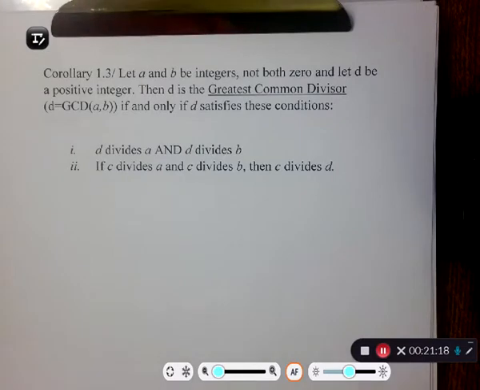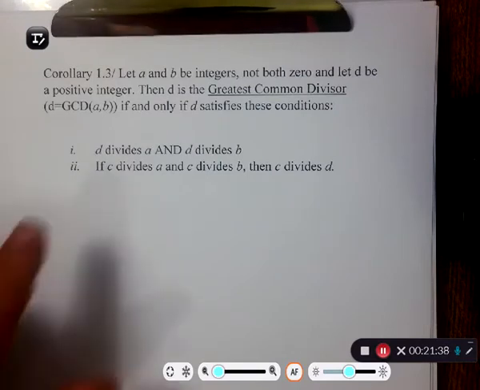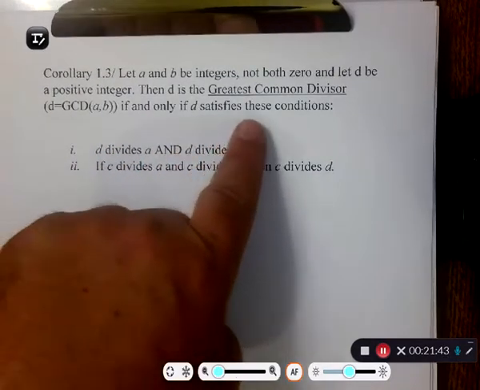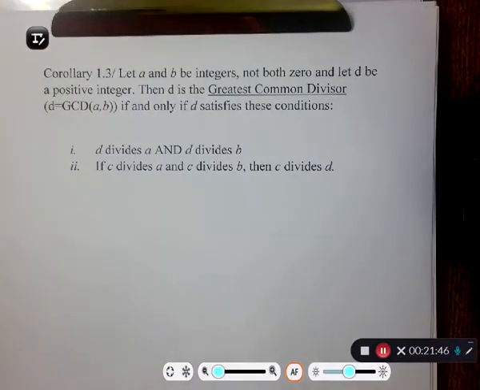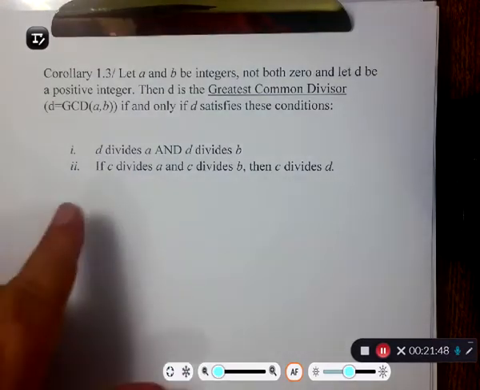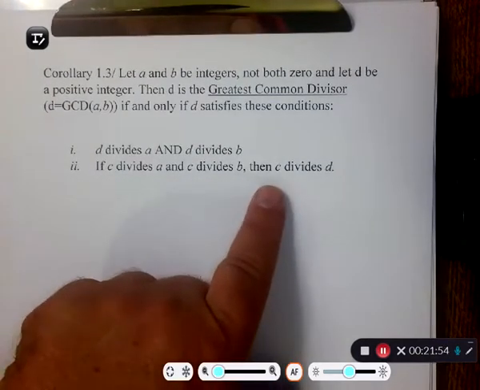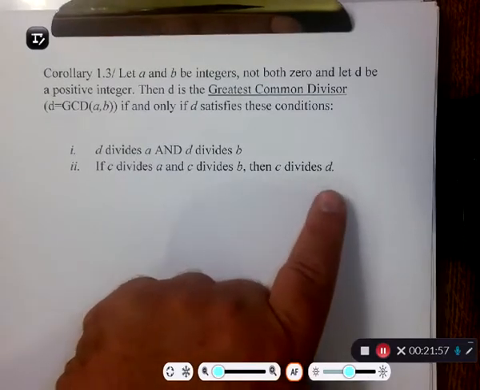Corollary 1.3 follows from the big Theorem 1.2. Corollary 1.3: Let A and B be integers, not both 0, and let D be a positive integer. Then D is the greatest common divisor, D equals the GCD of A and B, which is traditionally how I would write it, if and only if D satisfies these conditions. Number 1, D divides A and D divides B. And number 2, if C divides A and C divides B, then C will actually divide D.